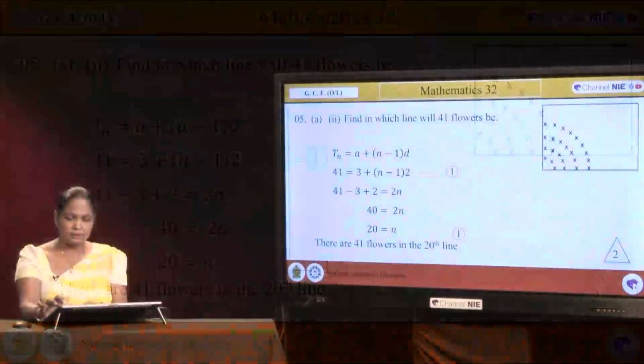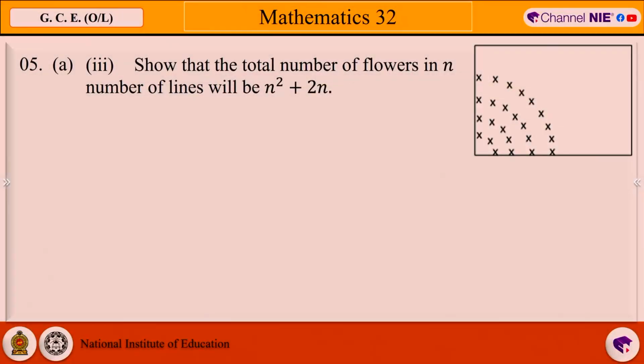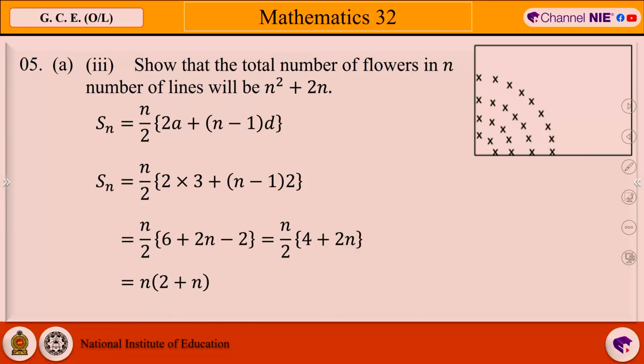Right. We are in the third part. Show that the total number of flowers in n number of lines will be n squared plus 2n. How do you do that? We know the formula is Sn equals n over 2 times 2a plus n minus 1 times d. That is the formula of finding the sum of the first n terms of an arithmetic progression. We can substitute the values we know. Here n is unknown, but we know the value of a as 3 and d equals 2. So, again you have to simplify this to obtain the given expression.